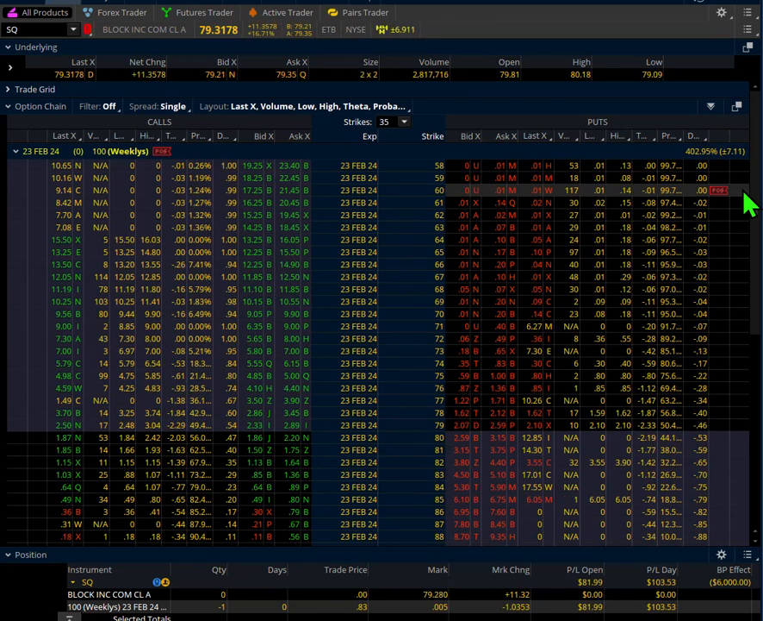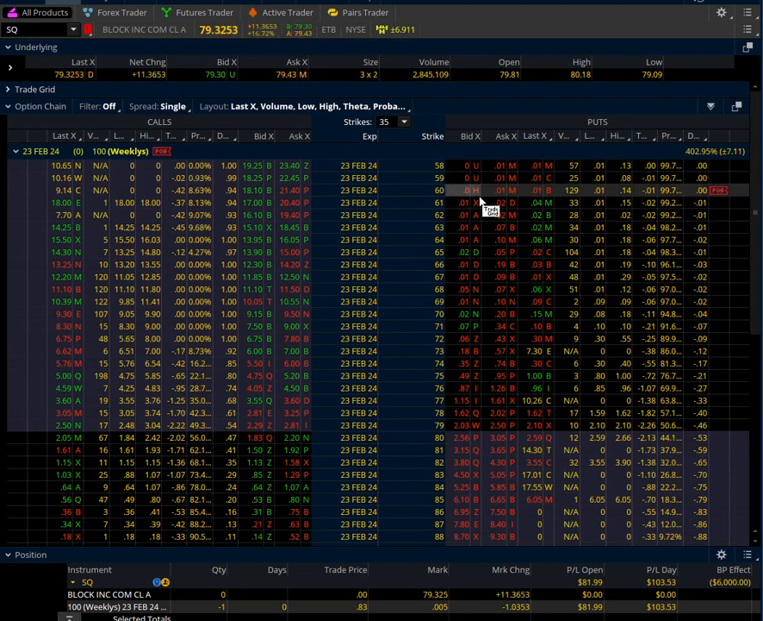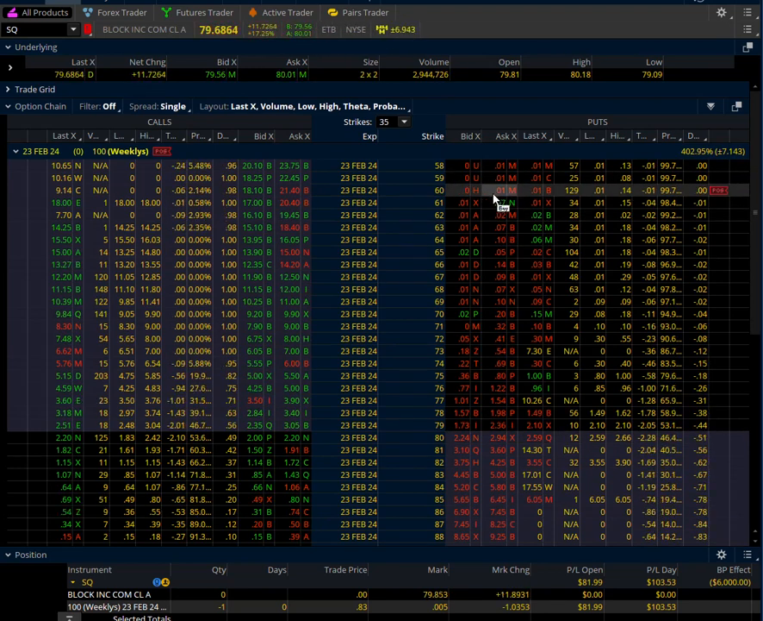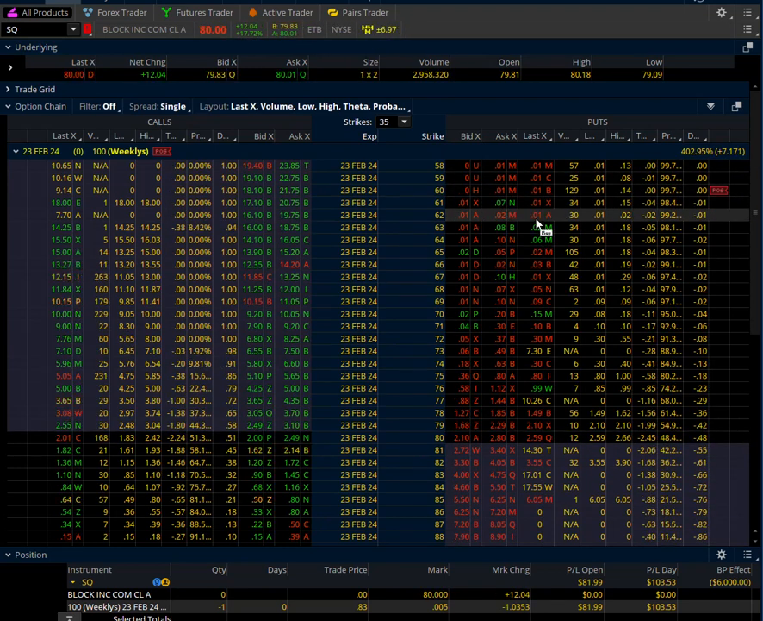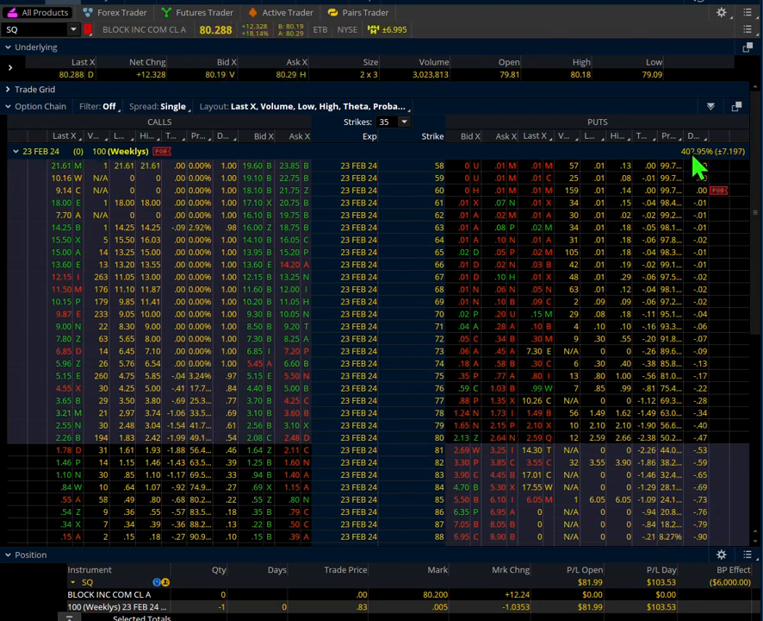It looks like it's falling. 0 by 1. We're opening up 0 by 1. Okay, that's what I thought. I'm going to let this expire worthless. Now let's take a look at the IV up here.